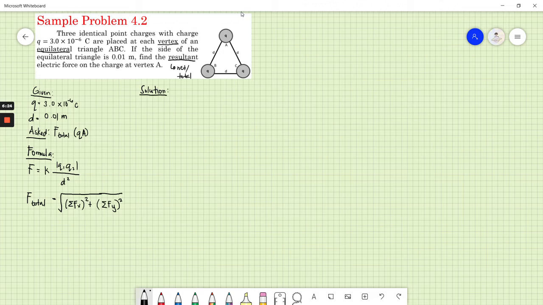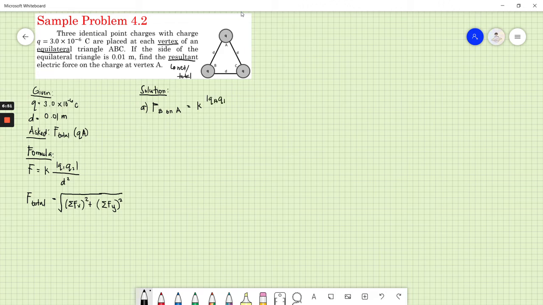Okay, so the first thing that we have to find in order for us to find the net force is the force that QB and QC independently exert on QA. So let's begin by finding the force that QB exerts on QA. So we're looking for basically FB on A. And we know that we have to use Coulomb's law in order to find this.